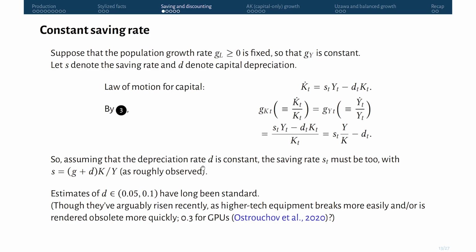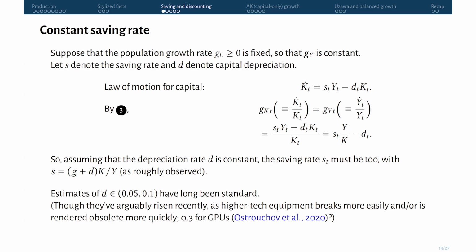It'll be, because we've got our G here. G, maybe I should have noted, is the common growth rate of output and capital. So G equals S y over k minus D. So rearranging, S is going to be G plus D divided by k, times k divided by y.